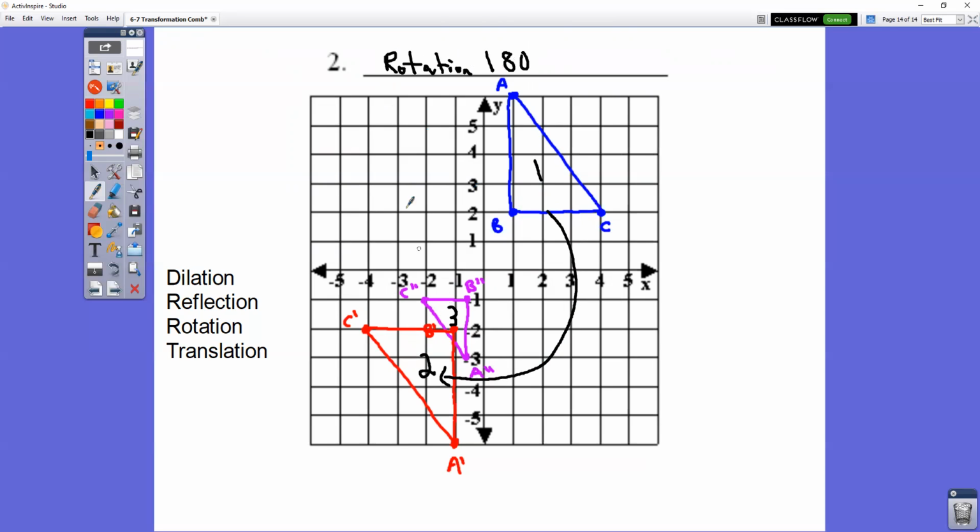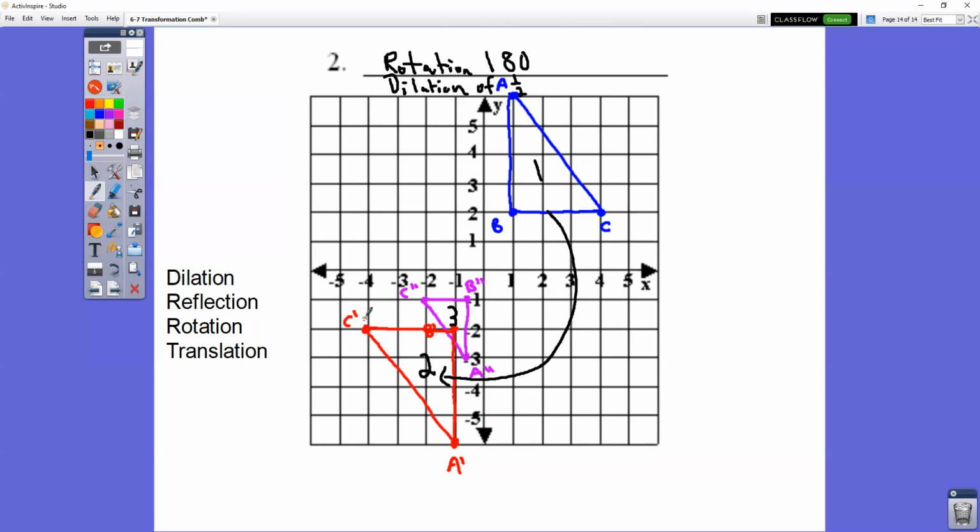Then to get from red to purple, notice that it's getting smaller. So it has to be a dilation. How much smaller is it getting? Well, it was 4 units tall. Now it's 2 units tall. To get from 4 to 2, you would have to take half of it. So it's a dilation of 1/2.